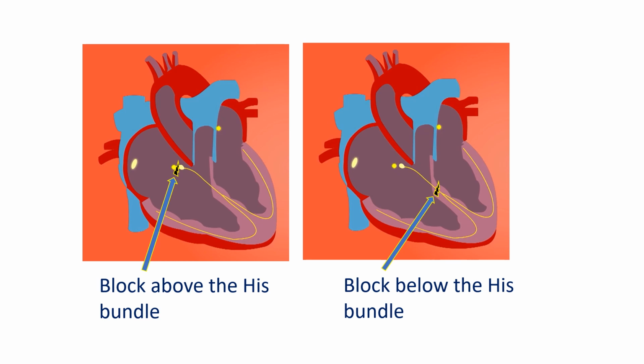Suprahisian complete heart block is recognized on the ECG by a narrow QRS rhythm with relatively higher rate. This is because the subsidiary focus arises from the lower part of the AV junction with higher automaticity. In infrahisian complete heart block, the subsidiary focus has a lower rate in the range of 20 to 40 beats per minute and has a wide QRS complex.